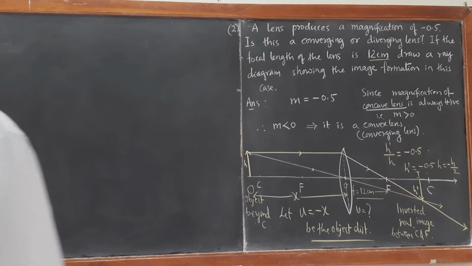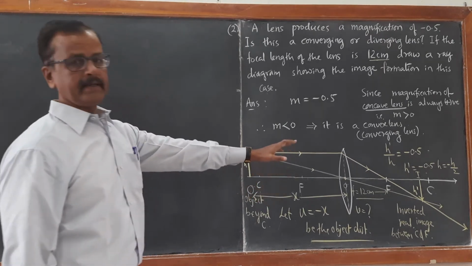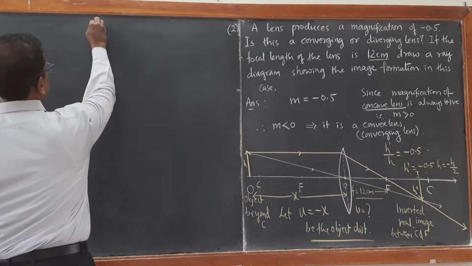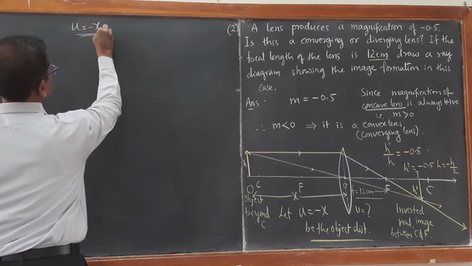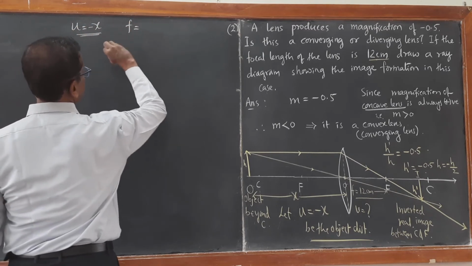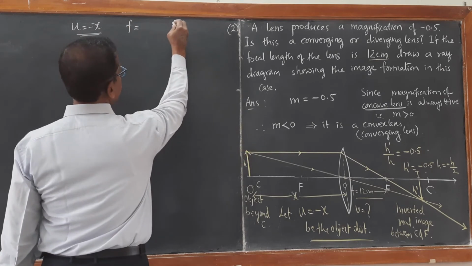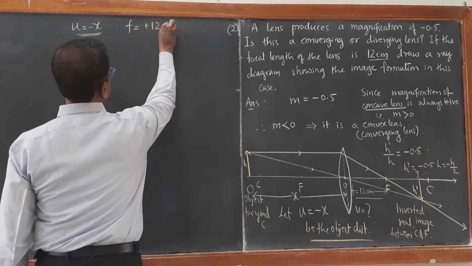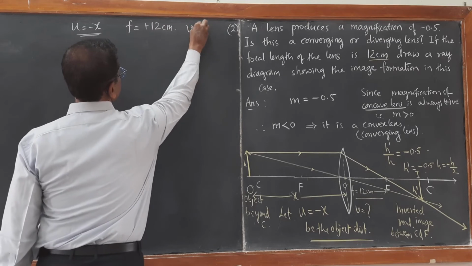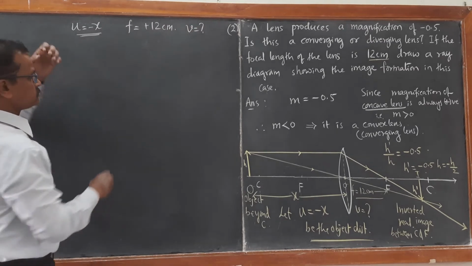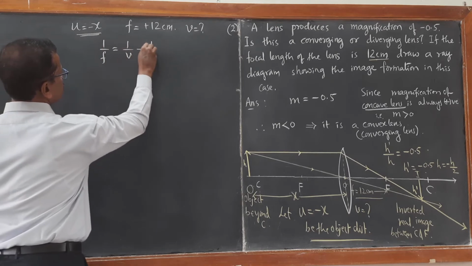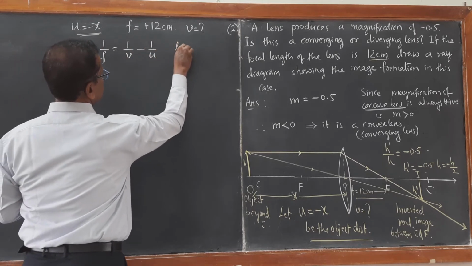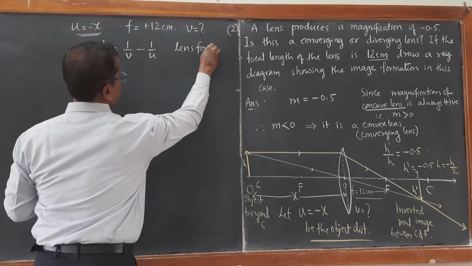So we can find out the object distance and image distance using the lens formula. Let x be the object distance, so we assume u is equal to minus x. Here the focal length of the convex lens is given, that is plus 12 centimeter. Then v we have to find out. The lens formula is 1 by f is equal to 1 by v minus 1 by u. This is the lens formula.